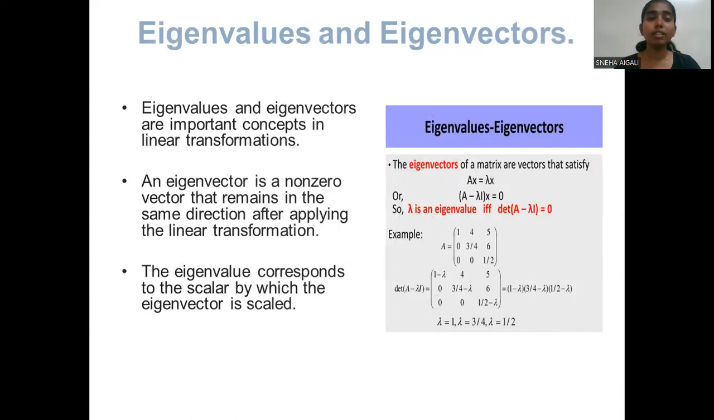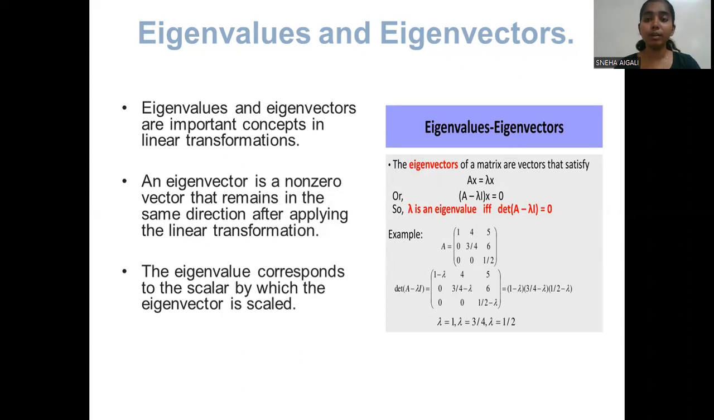The next up we have is eigenvalues and eigenvectors. Eigenvalues and eigenvectors are important concepts in linear transformation. An eigenvector is a non-zero vector that remains in the same direction after applying the linear transformation. The eigenvalue corresponds to the scalar by which eigenvector is scaled. Here we have an example.